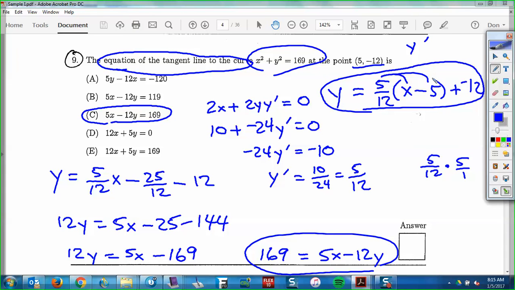Okay, but equation of tangent line: given the point, find the slope by y prime. This time we had to do implicit differentiation.